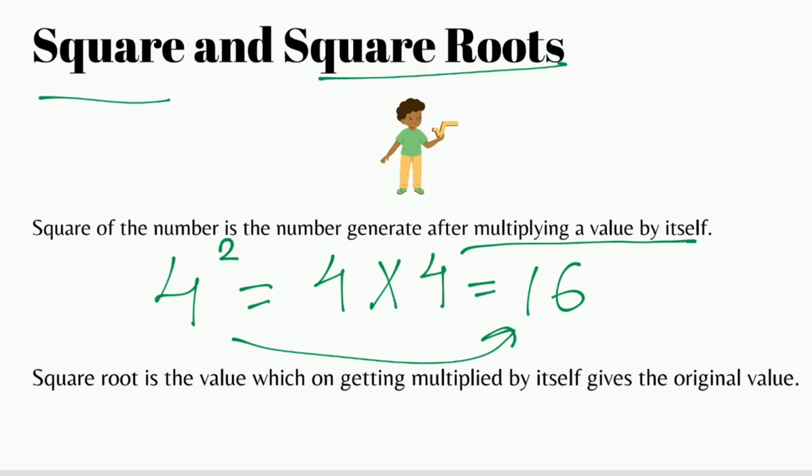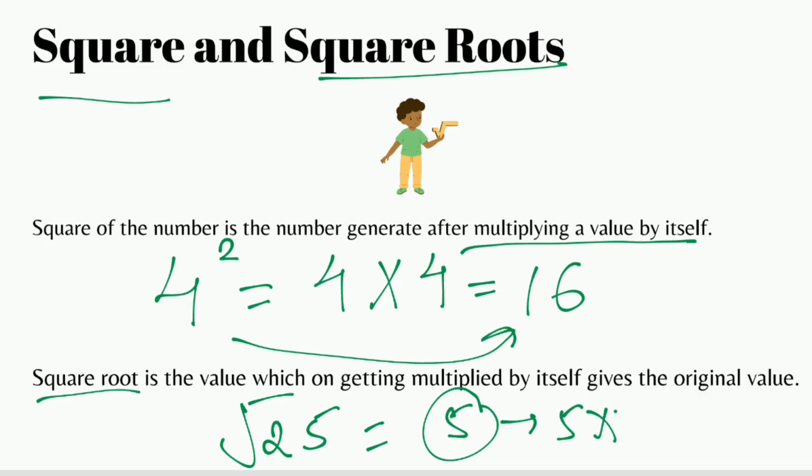In the same way, the square root is the value which, on getting multiplied by itself, gives the original value. For example, if somebody asks you what is the square root of 25, which is 5. That means if you multiply 5 and 5, you will get 25. Hence, the root of 25 is 5.